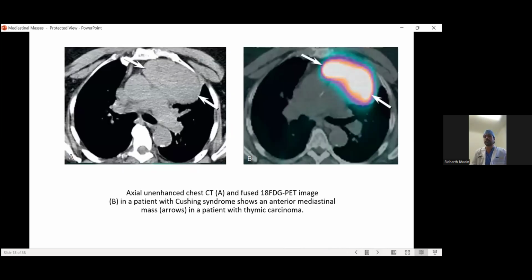You can see in this picture the FDG PET avidity of this thymic carcinoma. This was a patient who had Cushing syndrome because of this mass, a thymic carcinoma. If you move to the next picture, there's something called thymic rebound hyperplasia.